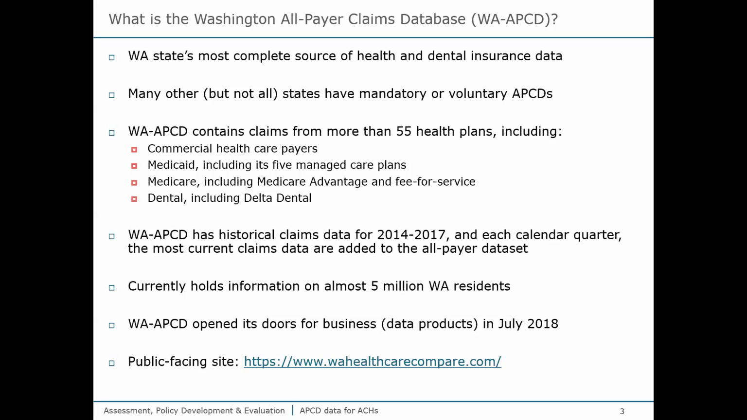The All-Payer Claims Database has historical data going back to 2014, and this is actually a little outdated. It goes through 2018 now. And it's updated each calendar quarter. And in each quarter, the most current claims are added to the all-payer data set. Currently, or at least last updated on the database's website, it holds information on almost 5 million Washington residents.